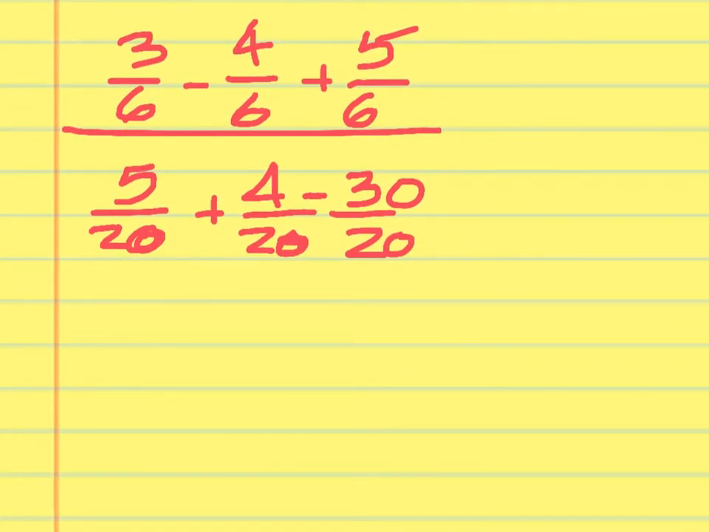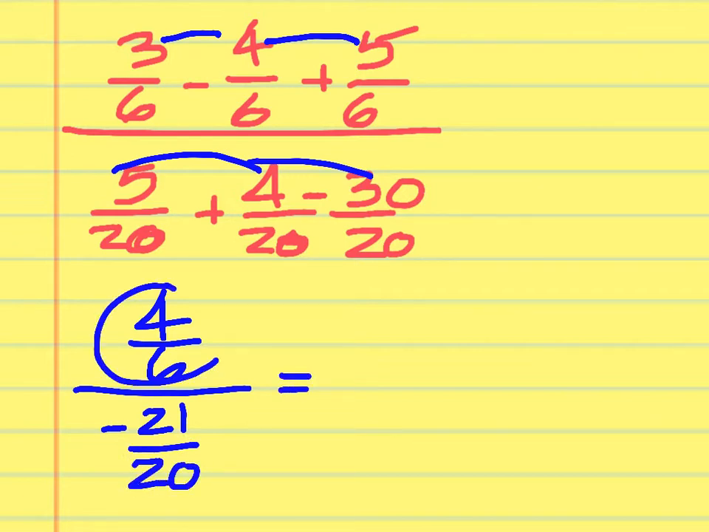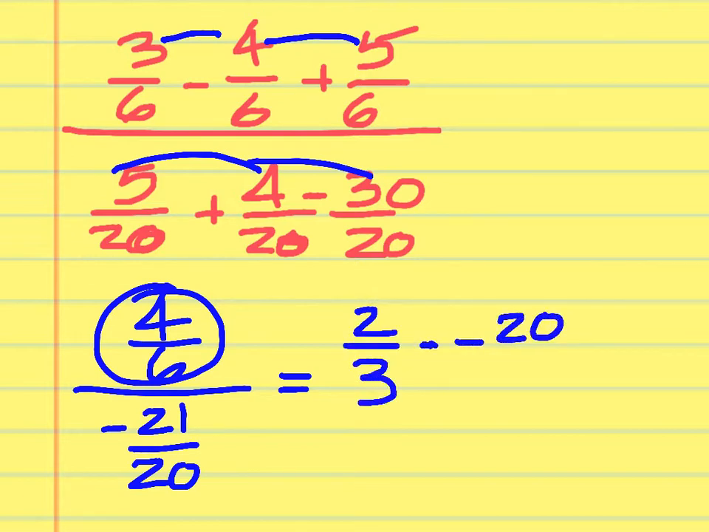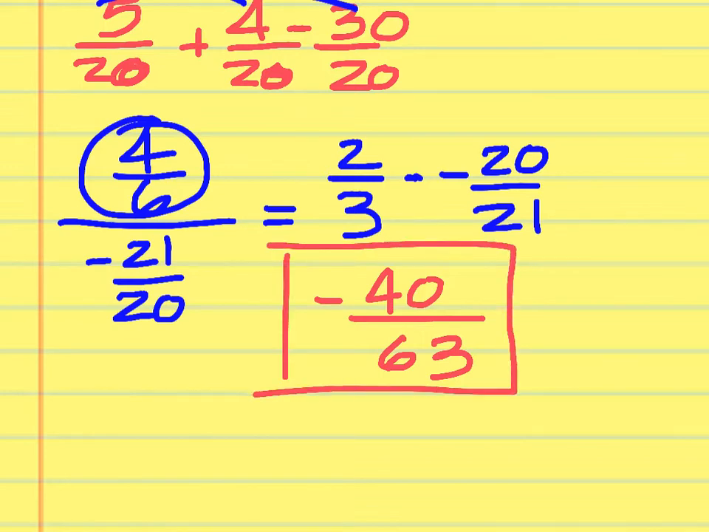Okay, simplify them. On the top, 3 minus 4 is negative 1, plus 5 is 4. So 4 over 6. On the bottom here, 5 and 4 is 9. 9 minus 30 is a negative 21 over 20. 4 over 6 is the same thing as 2/3. And we're going to multiply that by a negative 20 over 21. Flip and multiply. So we come up with a negative 40 over 63. And there's nothing more you can do with that.